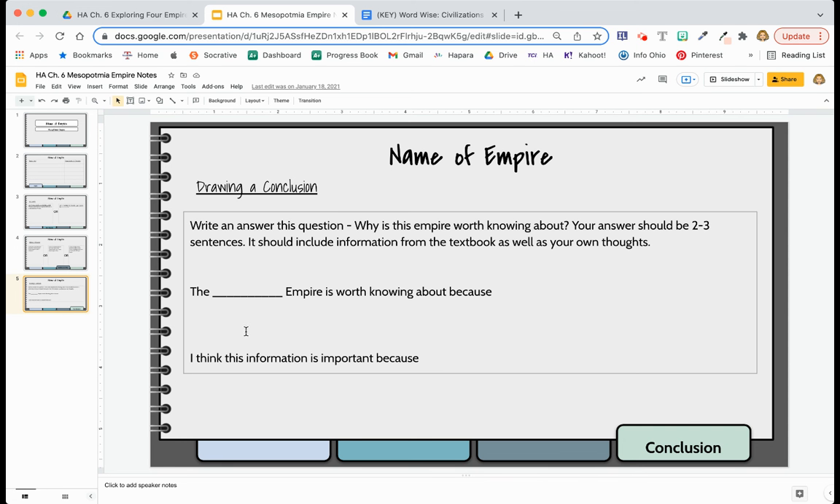So if you are absent from class this week when we're working on our Mesopotamian Empire group project and presentation, you will complete these 5 slides on Google Classroom and turn them in.